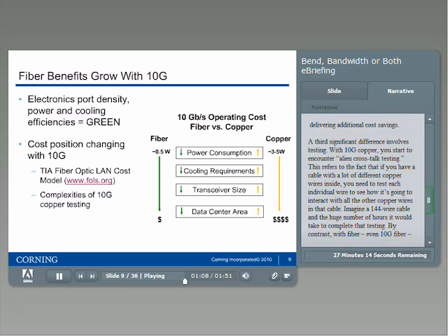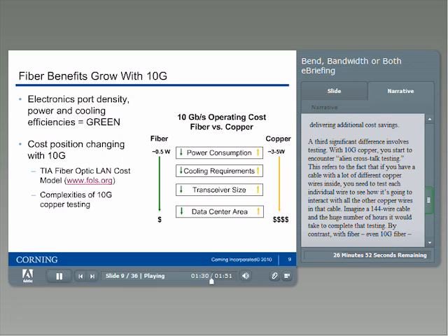A third significant difference involves testing. With 10 gig copper, you start to encounter alien crosstalk testing. This refers to the fact that if you have a cable with a lot of different copper wires inside, you need to test each individual wire to see how it's going to interact with all of the other copper wires in that cable. Imagine a 144-wire cable and the huge number of hours it would take to complete that testing.